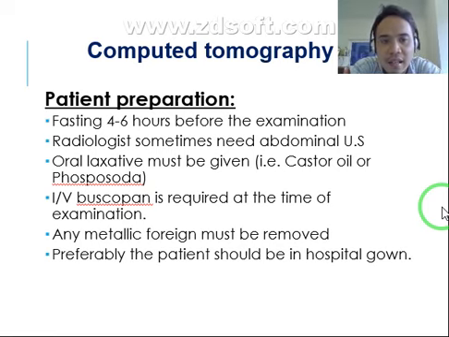Okay? So any metallic foreign object must be removed, like for example kanang mga jewelries, mga amulets, mga anting-anting. At the same time kanang strap sa bra kinahanglan tanggalon. Preferably the patient should be in hospital gown. So pasuton nato siya og gown.